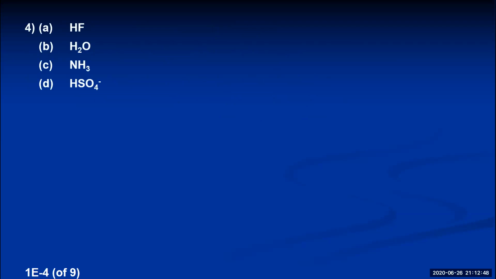Conjugate bases are what acids turn into when they follow the Bronsted-Lowry definition of an acid. That is something that loses a hydrogen ion. So if each of these acids loses a hydrogen ion, it turns into its conjugate base. If HF loses a hydrogen ion, it becomes F minus, that's its conjugate base. If water loses a hydrogen ion, it becomes OH minus, that's water's conjugate base. If ammonia loses a hydrogen ion, it becomes the amide ion, NH2 minus, that's its conjugate base. And if the bisulfate ion loses a hydrogen ion, it becomes the sulfate ion, that is its conjugate base.